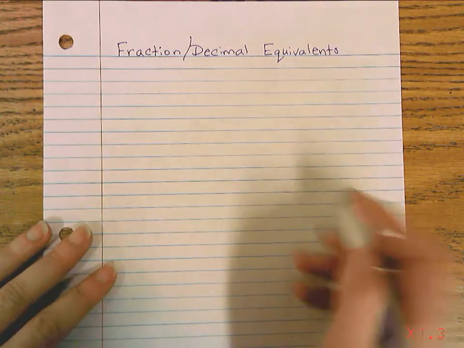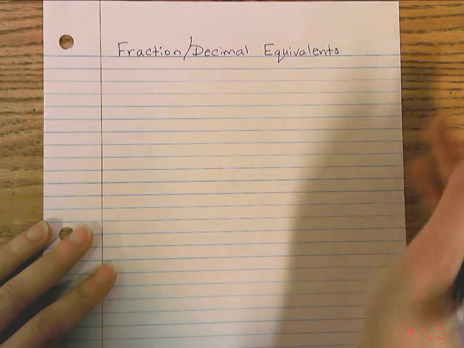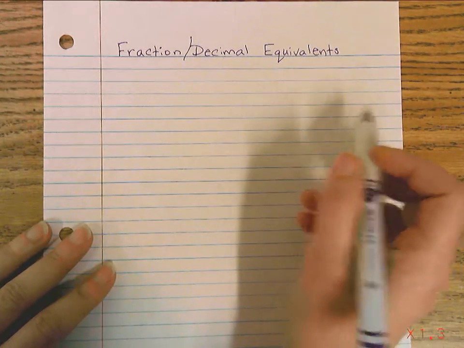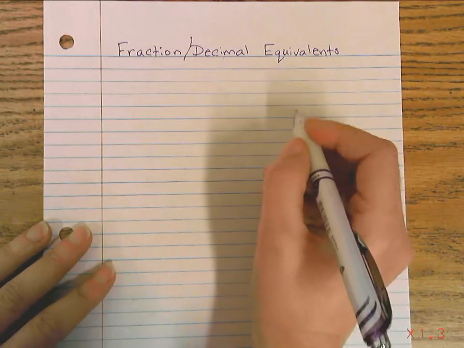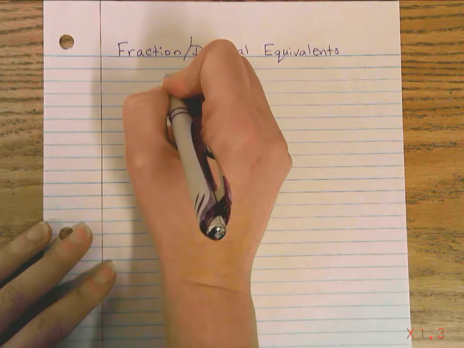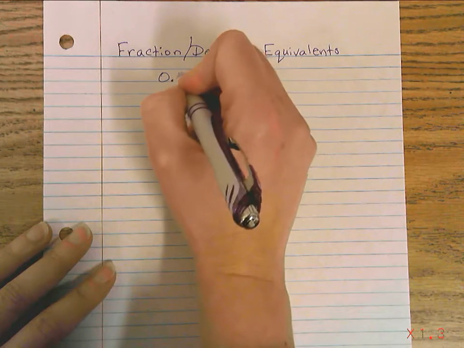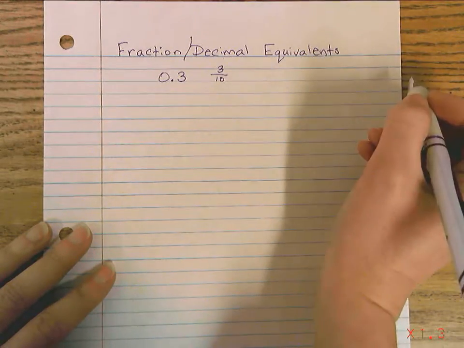Okay, we are going to talk about fraction decimal equivalents. We know how to do very simple fraction decimal equivalents if the denominator is 10 or a multiple of 10. For example, we know that we can write 3/10 as a decimal or as a fraction.